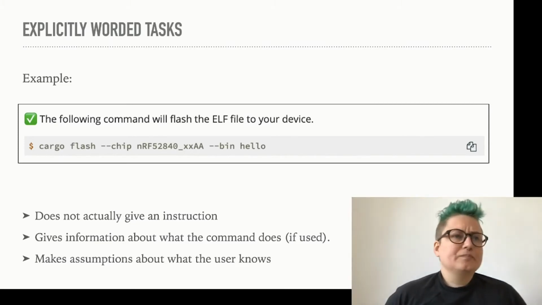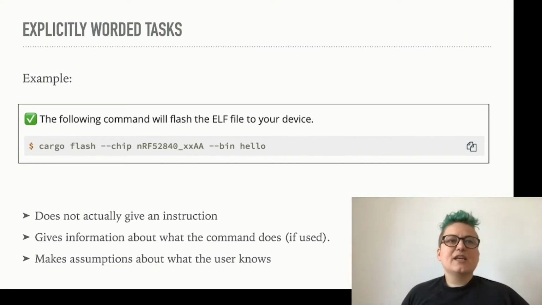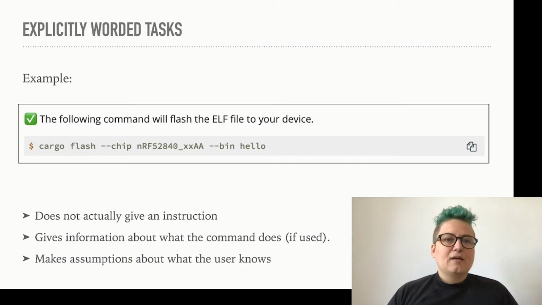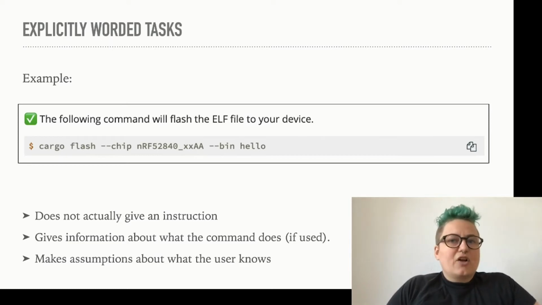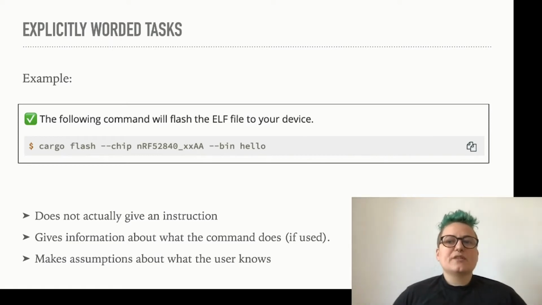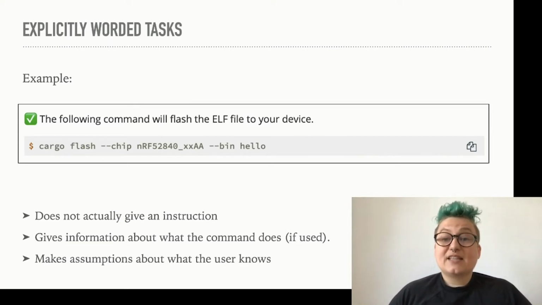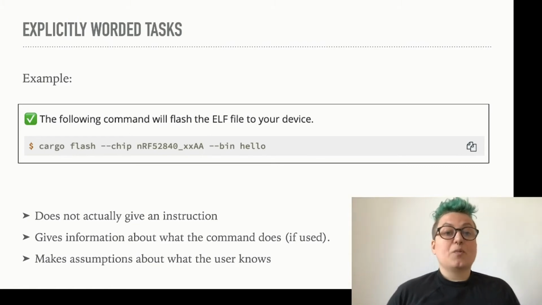Let's look at this example. "The following command will flash the ELF file to your device." This is factually not wrong, but the sentence is not a call to action. It only gives information about what the following command will do if used, because the command will not do any action by itself. It just sits there, ready to be copied. This construct assumes the learner knows that flashing the microcontroller is the next step they need to take, and it expects them to know what to do with this command.